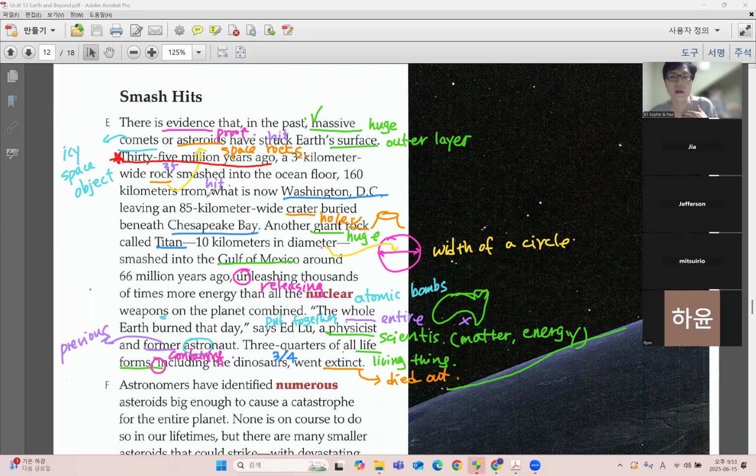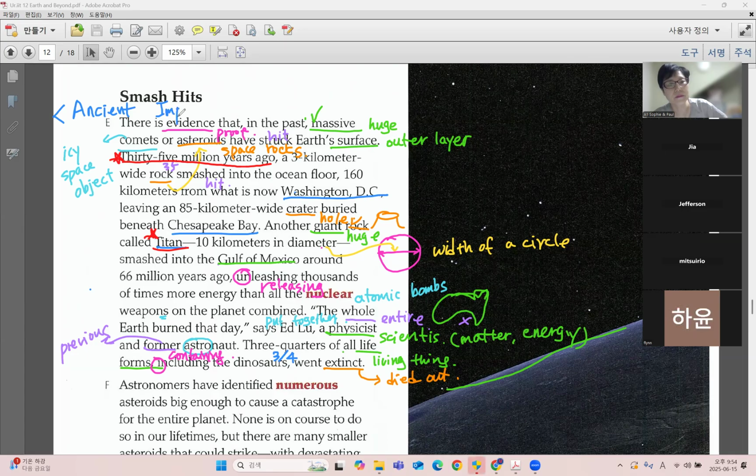What was the name of the meteorite? What was the smash hit? Titan, right? It was a huge thing, and it killed so many living things, 3/4 of all living things. They went extinct. They died. Wow. Because of this crash. The title: ancient means long time ago.